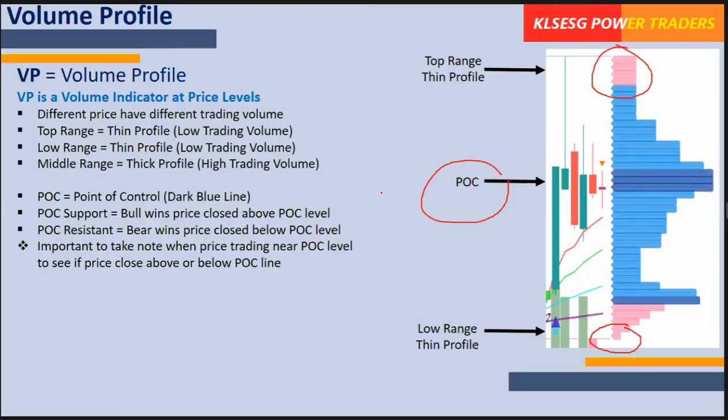Okay, so the POC area is the point of control. Point of control is where the bulls and bears are trying to take control of this area, this price level. If the price closes above the POC area, that means bullish. Then this line is a support. If the price closes below the POC, then it's bearish. This POC line becomes a resistance. Okay, it's as simple as that. It's trying to determine who will take control of this important area.